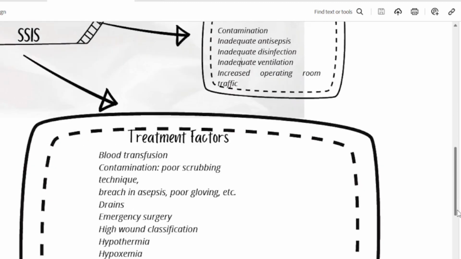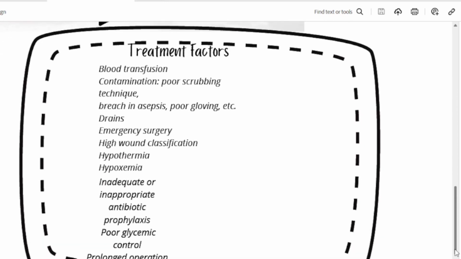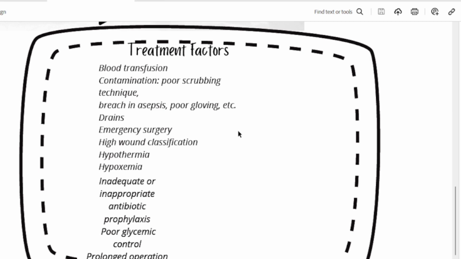Next, we have the treatment factors. In the treatment factors, what we do affects whether the patient gets a surgical site infection or not. So blood transfusion comes in that. Contamination again, poor scrubbing technique, a breach in the asepsis, poor gloving, etc. Usage of drains, emergency surgeries, high wound classification. If it is a dirty wound, there is more risk of getting a surgical site infection than if it is a clean wound. All right.